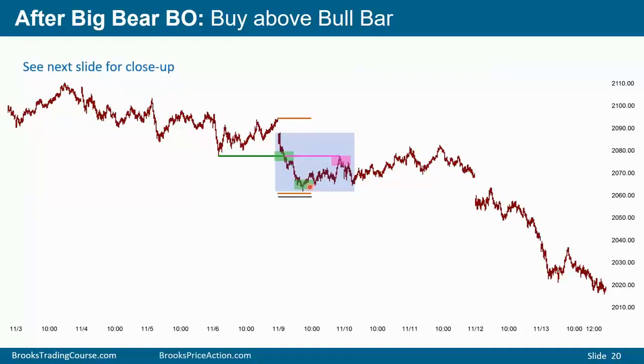I want to show a close-up of what I was talking about. This little blue box I'm going to expand on the next slide. Remember I said that some bulls will buy with a limit order here and then buy more above a strong bull bar, expecting the market to get back to their original entry price. So on the next slide, let's take a look at just this blue box.